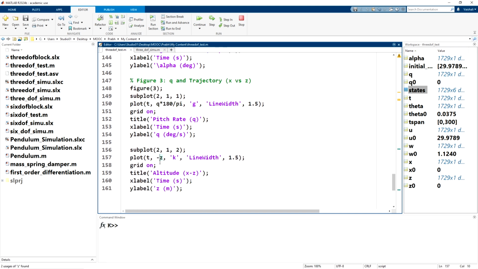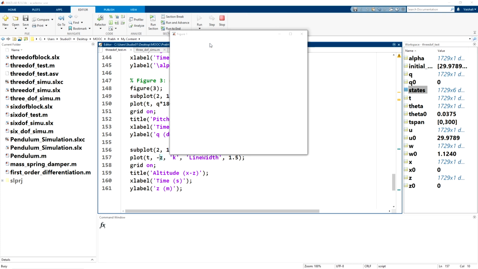So I have written here minus z because in our equations the z axis is pointing downwards, that is towards the center of the earth. So we need to see whether the aircraft is increasing or losing altitude. So that's why we have written minus here. Now finally let me run this code, continue.